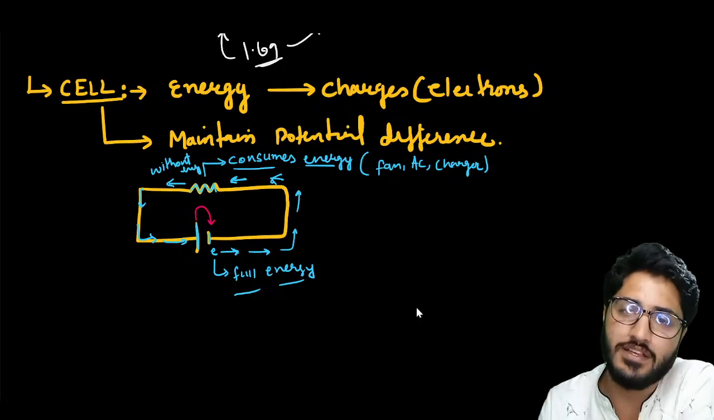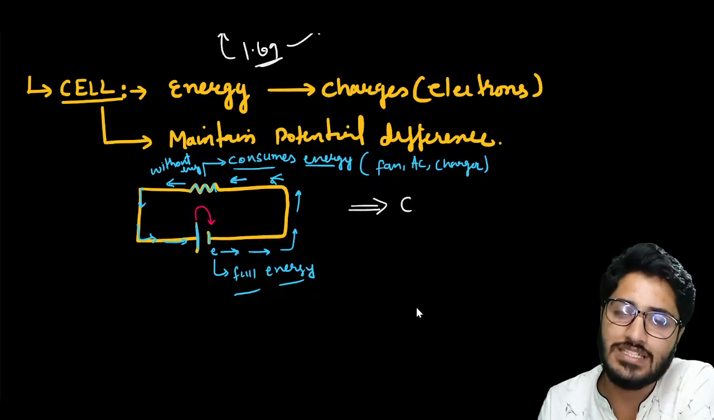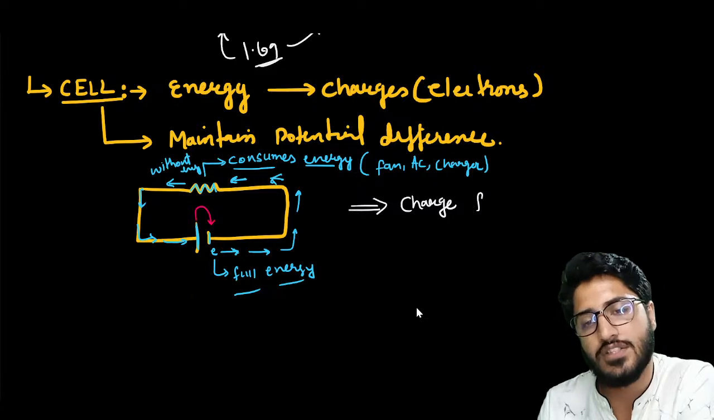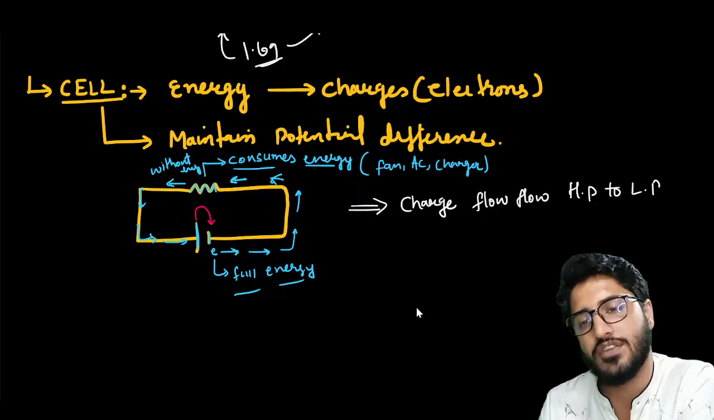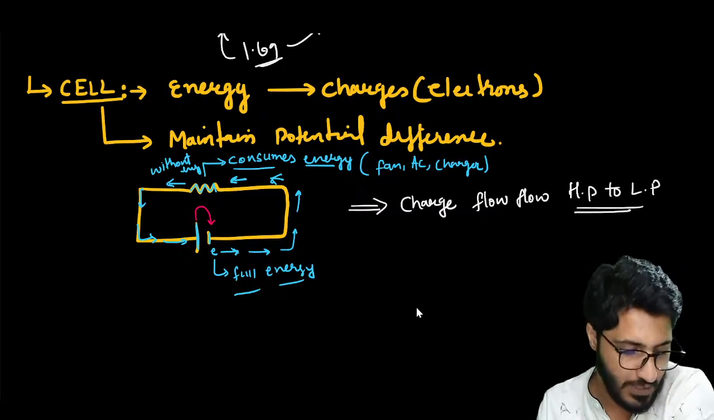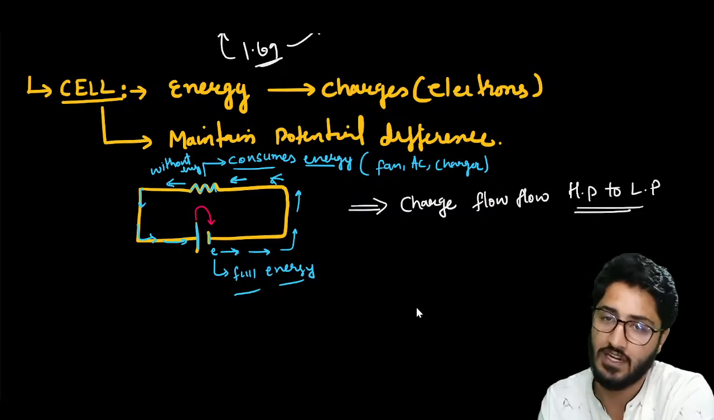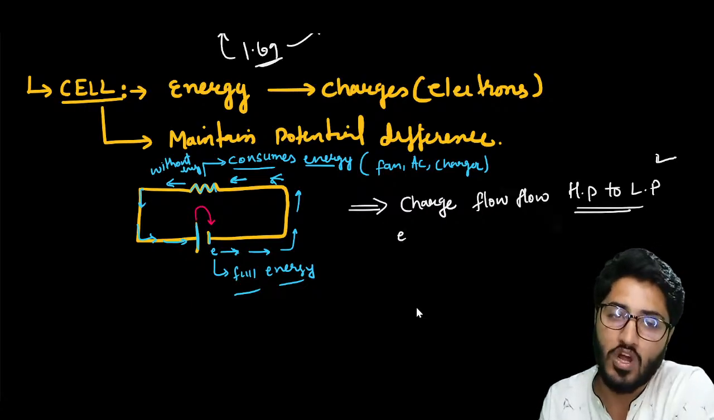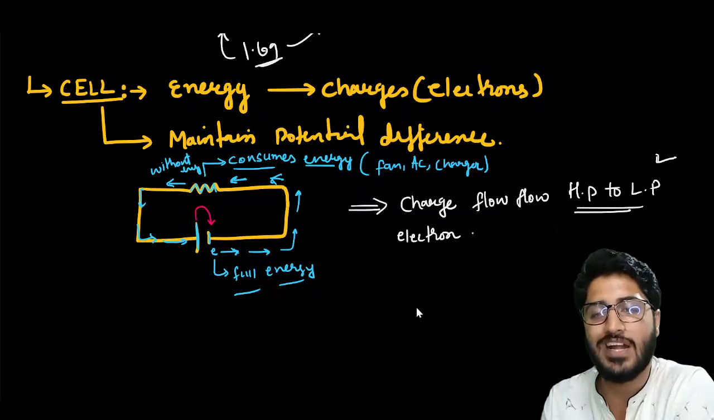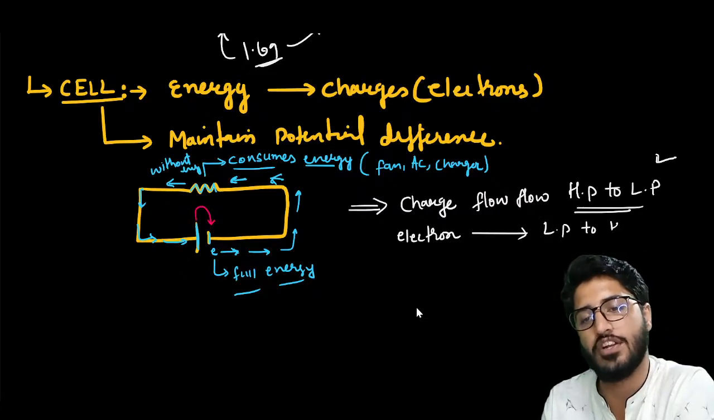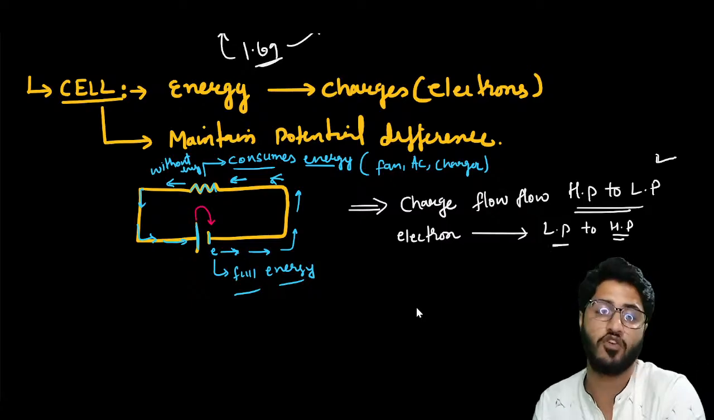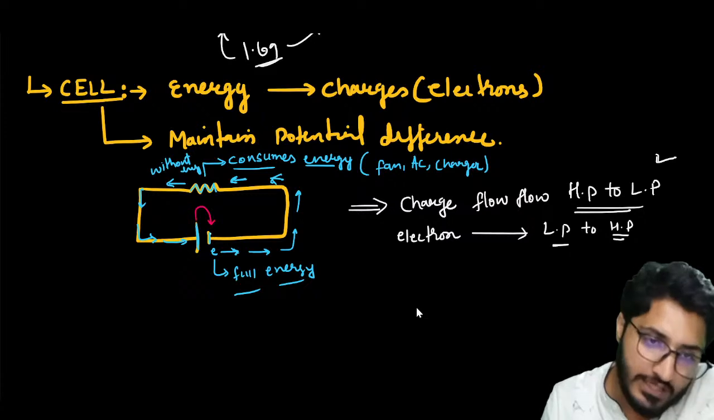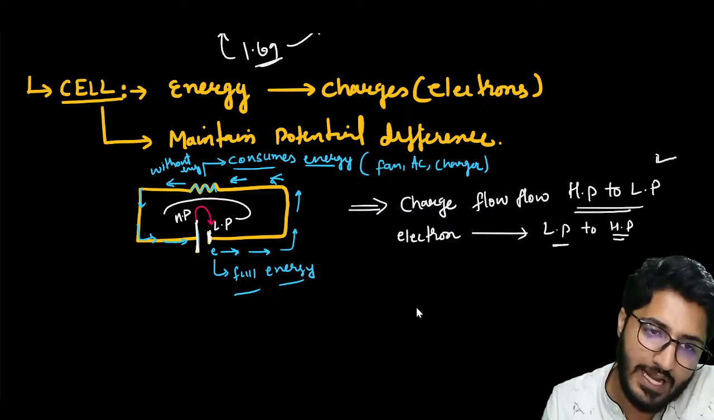Now look, we know one thing. We know that charge flows from high potential to low potential. We know this very clearly. But if we talk about electron, electron flows from low potential to high potential. That means, look, this particular point is low potential. This is plus, it is high potential. So from low to high, electron will flow.